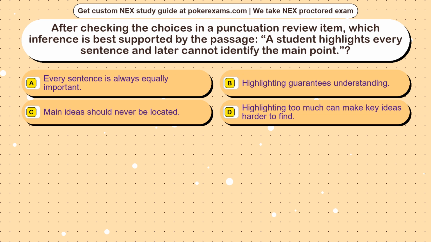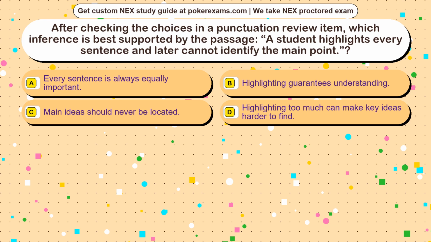Question 3. After checking the choices in a punctuation review item, which inference is best supported by the passage? A student highlights every sentence and later cannot identify the main point. Option A. Every sentence is always equally important. Option B. Highlighting guarantees understanding. Option C. Main ideas should never be located. Option D. Highlighting too much can make key ideas harder to find.